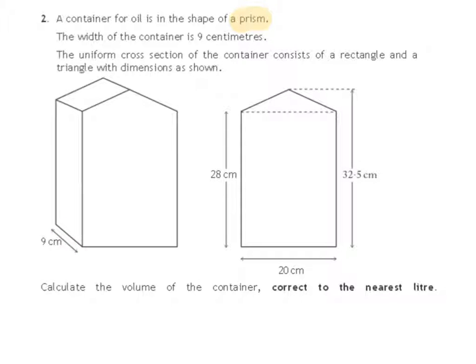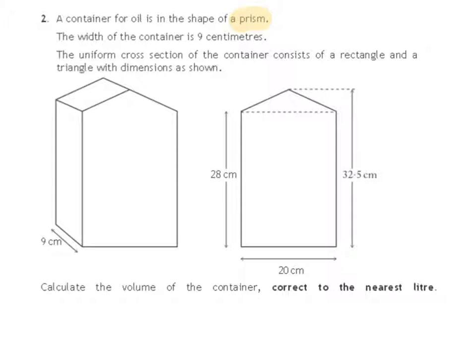The uniform cross-section of the container consists of a rectangle and a triangle with dimensions as shown. So the cross-section is this part here, which is then shown over here, face on. We can see that we have our triangle shape at the top and our rectangle down at the bottom. The question asks us to calculate the volume of the container and correct our answer to the nearest litre.